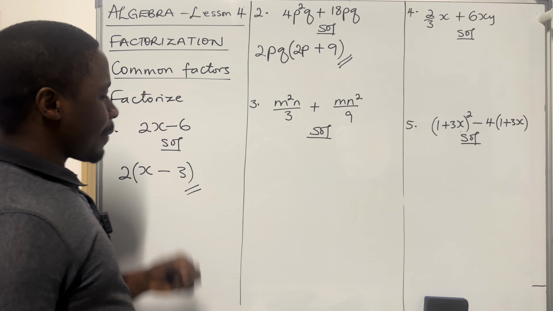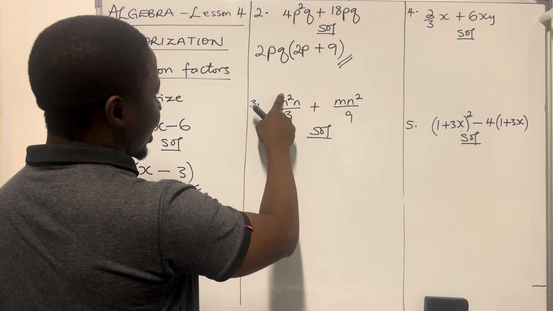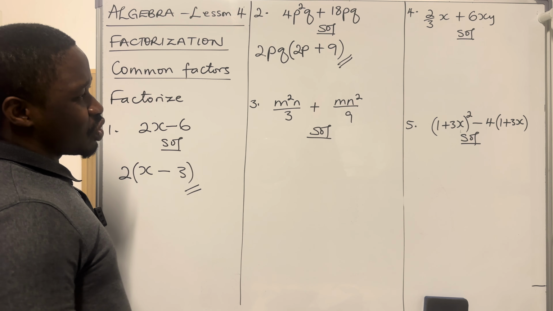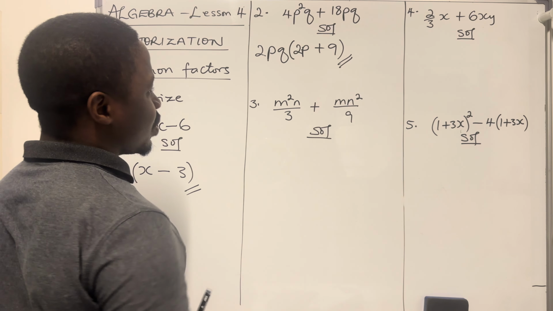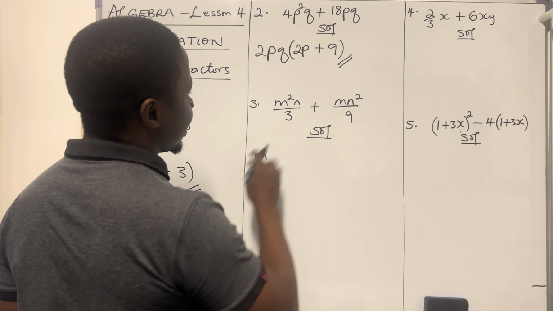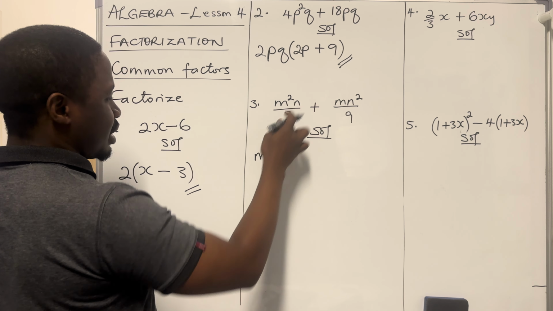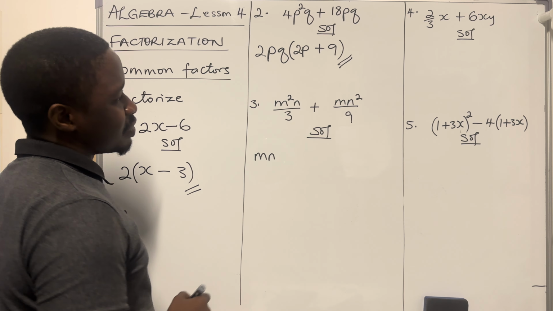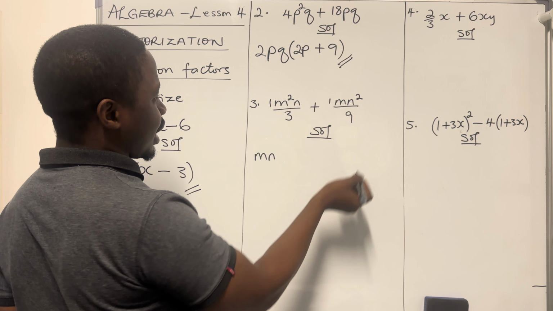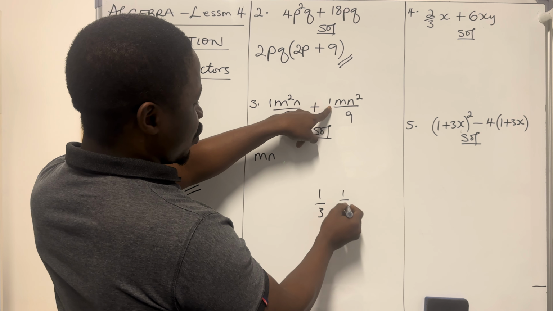So here we need to be careful. We have m squared. Here is just m. So m squared and m, the one with a lesser power is m. So m is common. N with a power of 1, n with a power of 2. So n is the one that is common. Let's not forget that there is a 1 here. There is a 1 here. So it's like we have 1 over 3, 1 over 9.